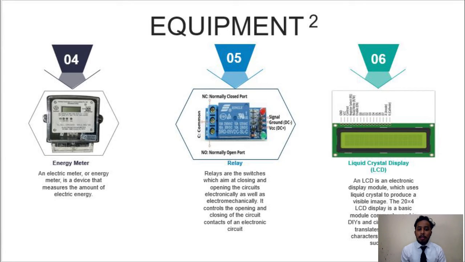And number six, the last equipment I use, is a liquid crystal display, also called LCD. An LCD is an electronic display module which uses liquid crystal to produce a visible image. The 20x4 LCD is a basic display module commonly used in DIY circuits. The 20 by 4 translates to a display of 20 characters per line and 4 such lines.